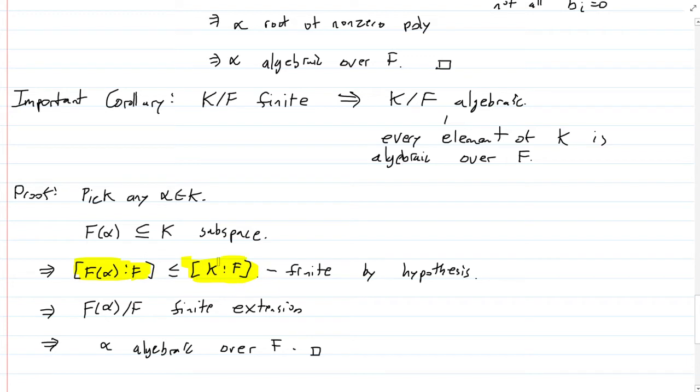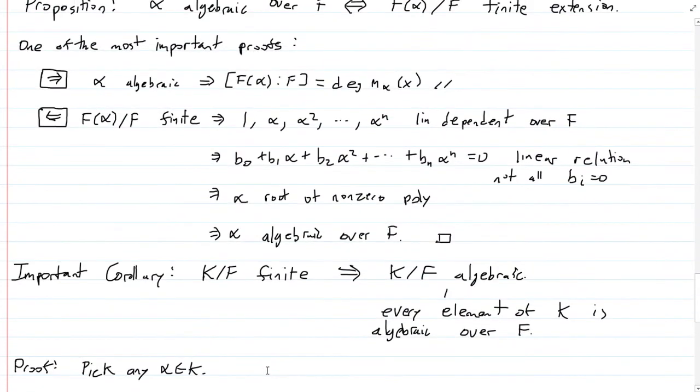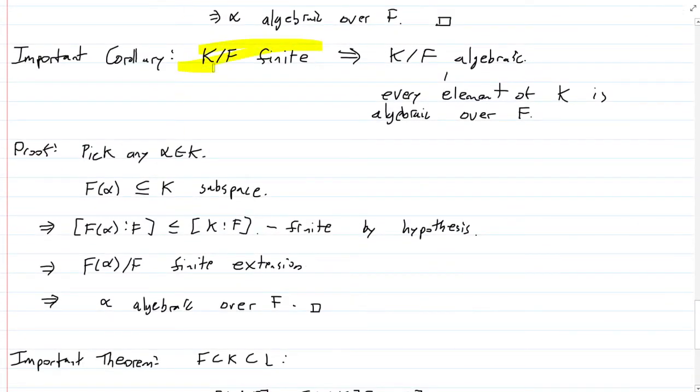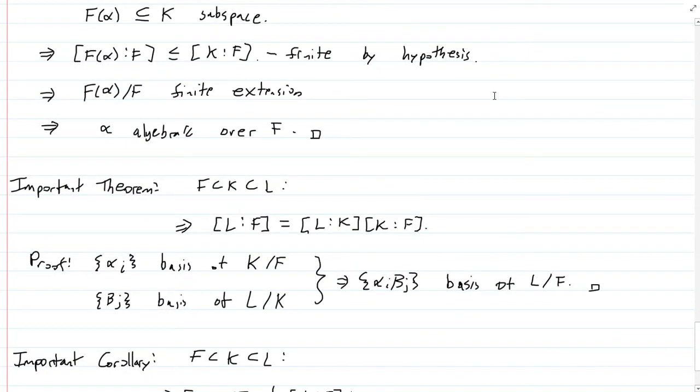Right? And K over F is finite by the hypothesis, so that means F(alpha) over F is also finite. So this is a finite extension, and then since the simple extension is finite, that means that the element you adjoined is algebraic. That's the content of this forwards direction. This being finite means this is algebraic, right? So that's how we prove that an extension being finite means that extension is algebraic. All right.